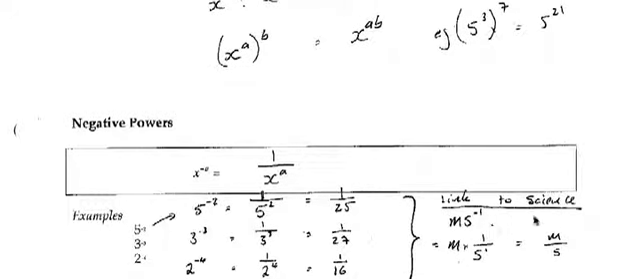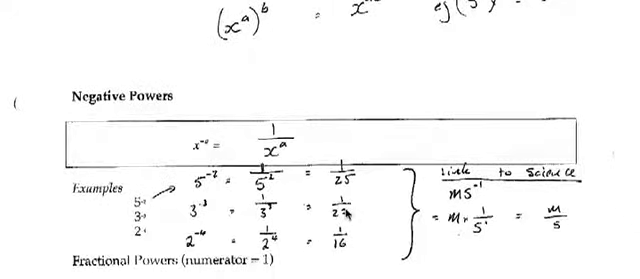Now this links with what you've probably seen in your science already. For example, speeds are often given in meters per second to the minus 1. It's the same thing. S to the minus 1 means 1 over S to the 1. So this is meters times 1 over seconds, in other words, meters per second. So that's why meters per second is sometimes written in that format. So this is how we deal with it if it's a negative power.